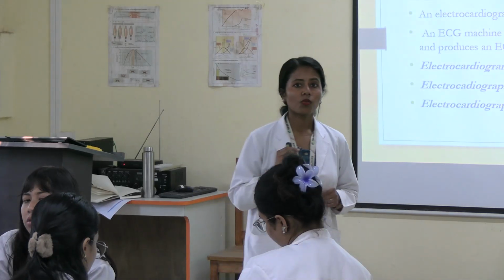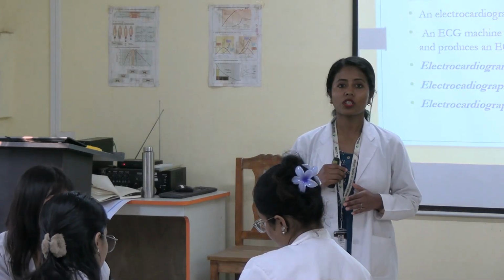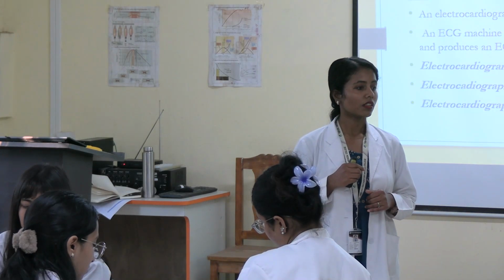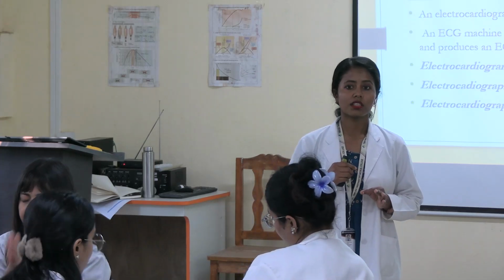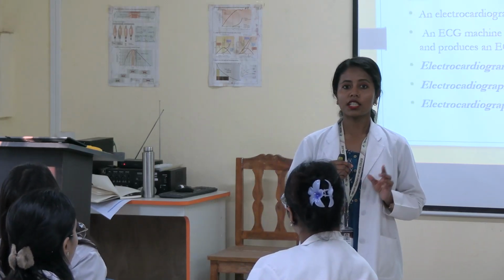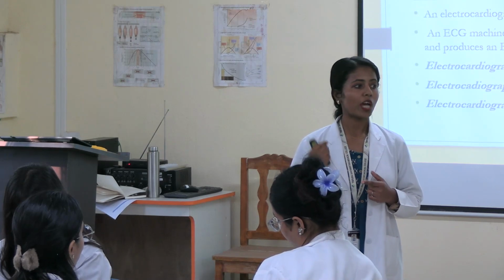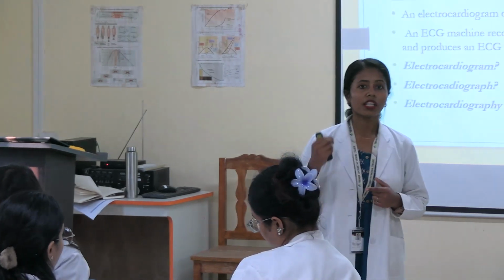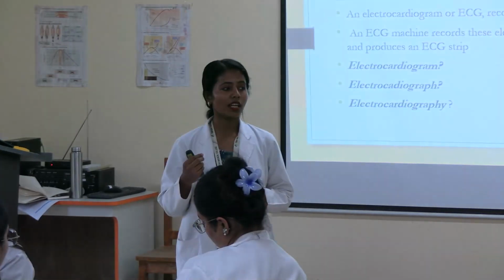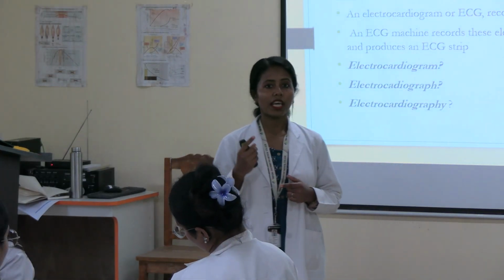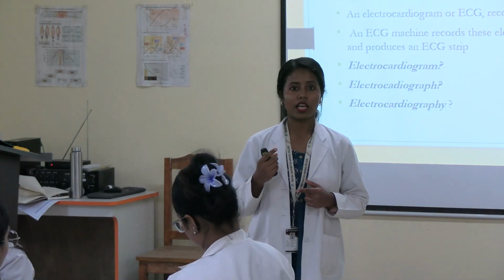Okay, so what are the limb leads here? Leads 1, 2, 3. Okay, so that is also called bipolar leads. So what are the unipolar leads? Unipolar leads are the chest leads and your aVR, aVL, and aVF. Okay.